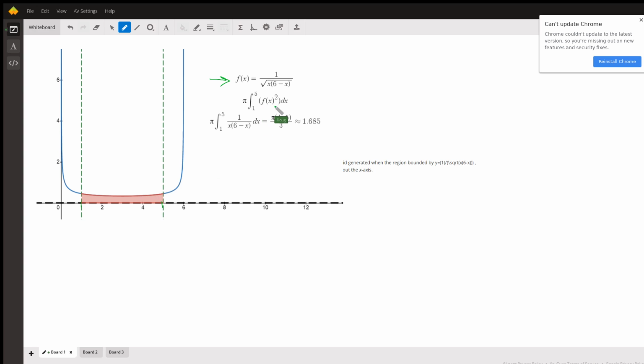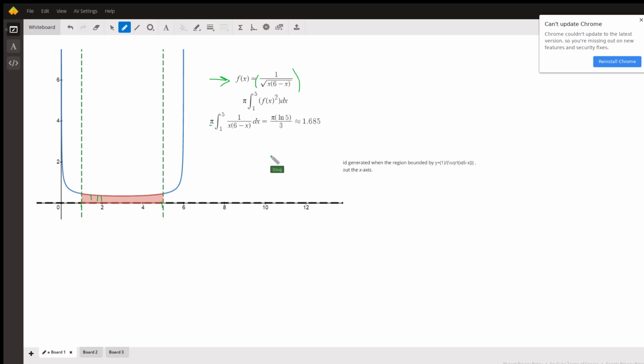of the radius squared. But the radius, for each little disk, is f of x, and we square that radius. And so when we square f of x, we do get 1 over x times 6 minus x. And here we have the pi, of course, definite integral from 1 to 5.